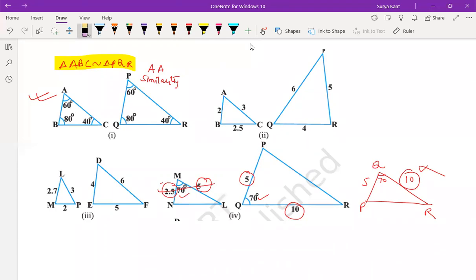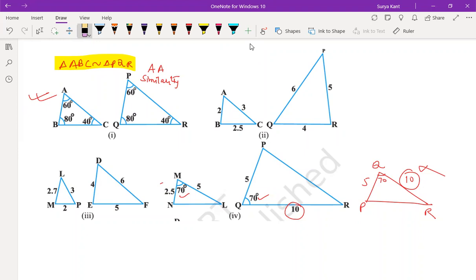Samarth, how are these both triangles similar? The fourth one you are saying. Yeah. Okay. They are not similar. They are not similar, right?